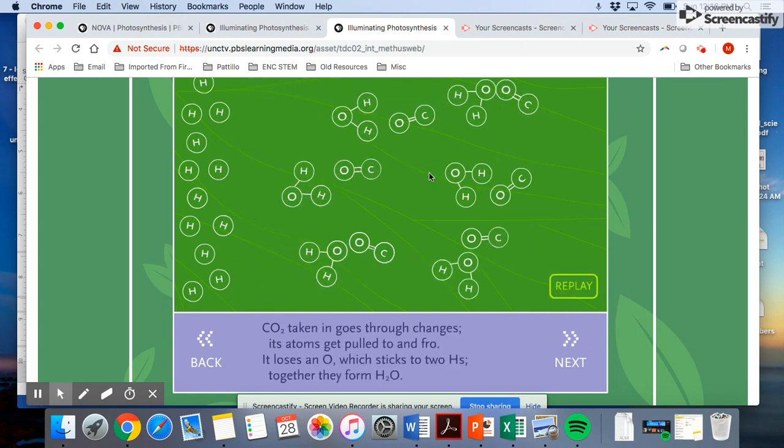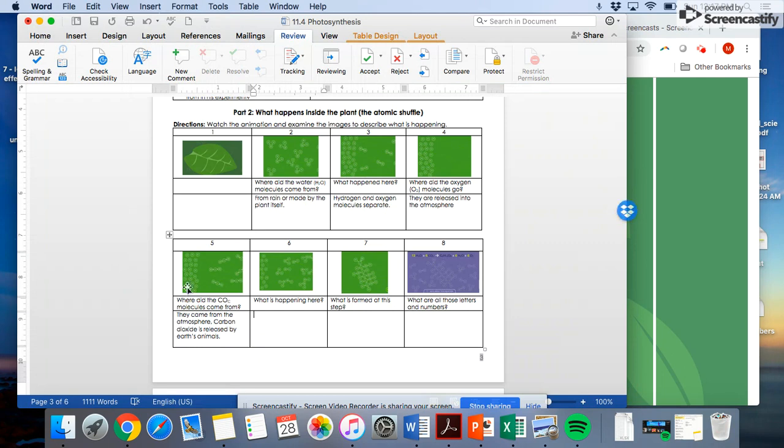Next, we see that the molecules rearrange. Carbon dioxide is taken in and it goes through changes. The atoms get pulled to and fro. If it loses an oxygen, which sticks to two hydrogens, together they form water molecules. And so when we say what is happening here, we would say carbon dioxide or water molecules are formed.